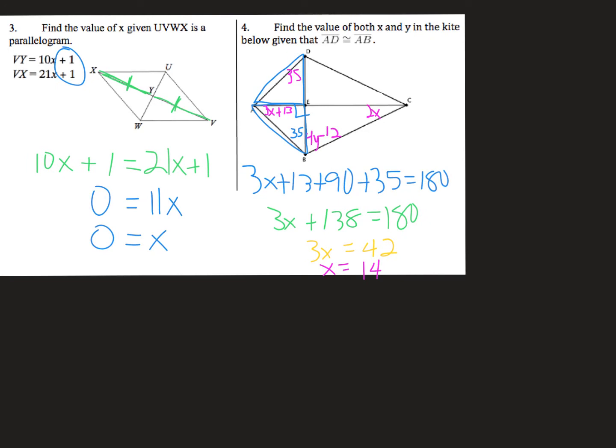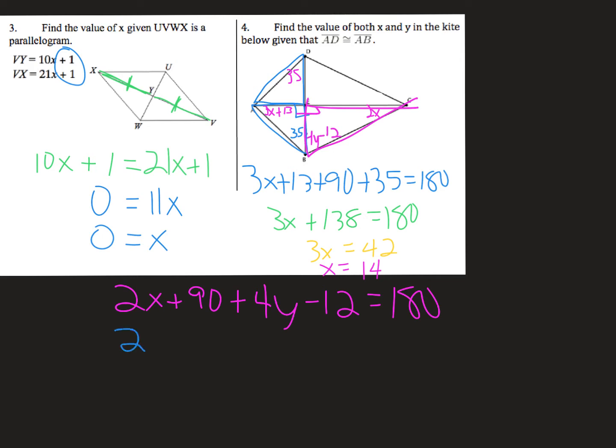So we have 2x plus 90 plus 4y minus 12 equals 180. So that's this triangle right here. We still have our right angle right there. Well, x we just learned was 14, so that's 2 times 14. 90 minus 12 is 78, plus 4y equals 180. 2 times 14 is 28. 28 and 78, that's going to be like 108, but a little less, so 106.